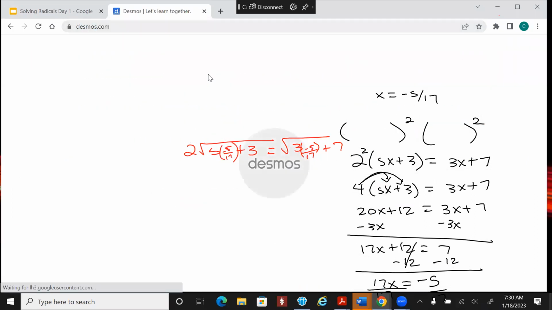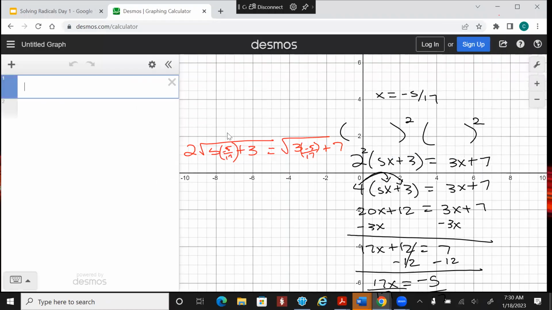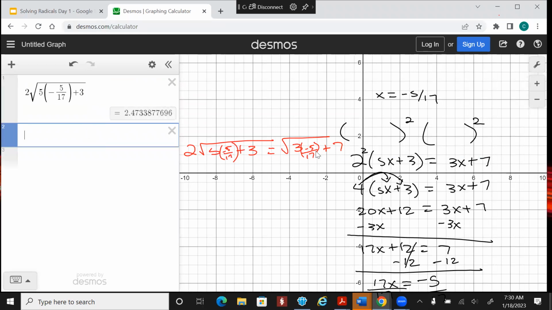Desmos to the rescue. Okay, so what you're going to do on this is you're going to type the left hand side on one row and then type the right hand side on the next row. So I'm going to type it exactly how it's written. Negative 5/17. And then plus. Okay, and I'm trying to see if the other side is equal to that.